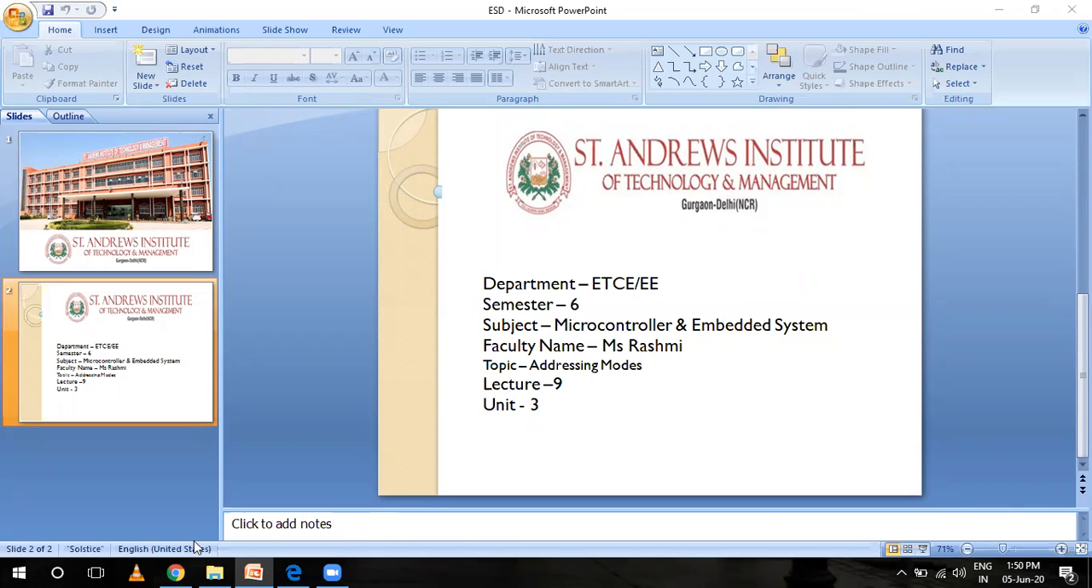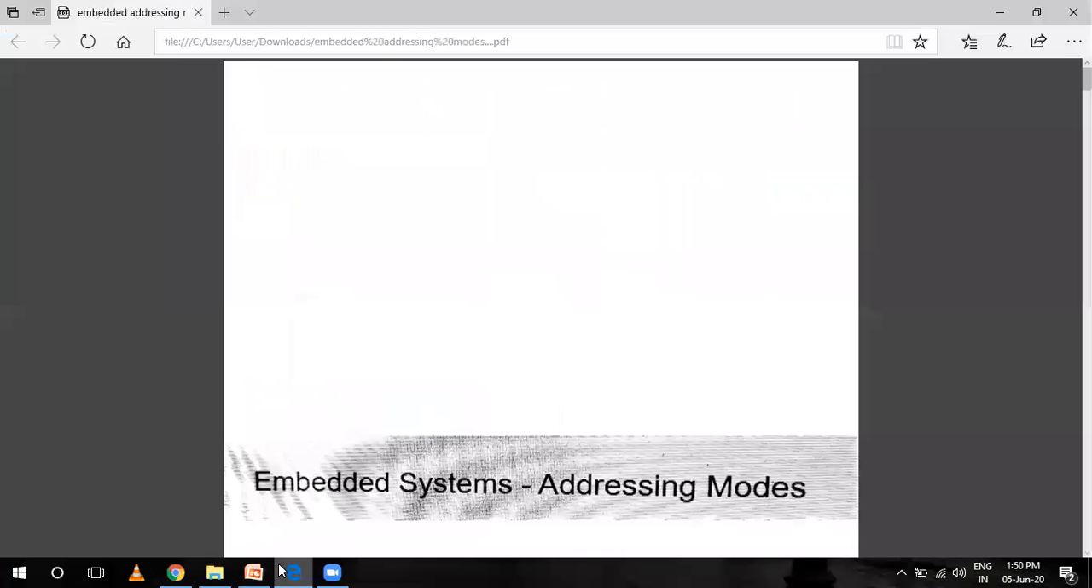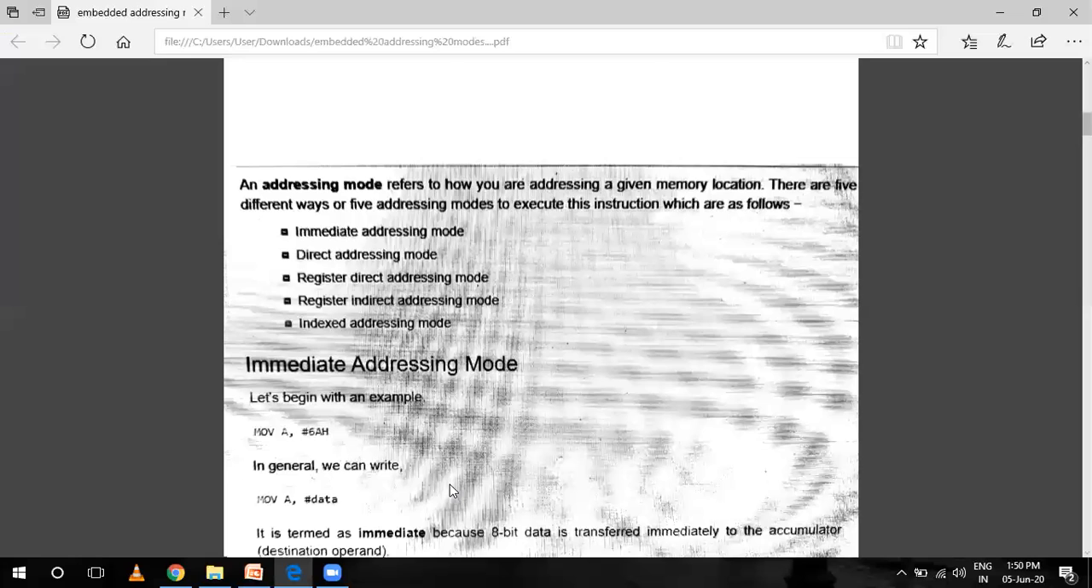So, first of all, what do you mean by addressing modes? Addressing modes means how you refer to a given memory location. This is the means by which, when we are giving an instruction, we tell about the address of a given memory location.